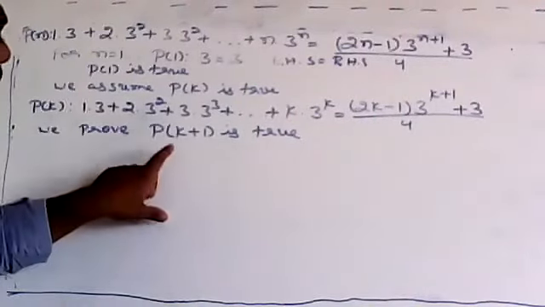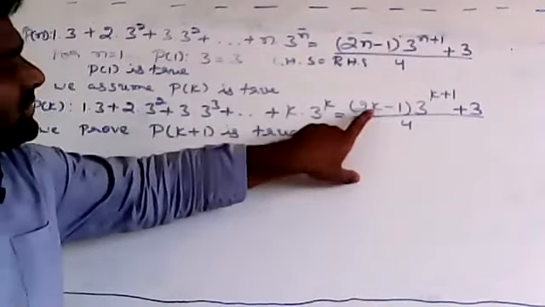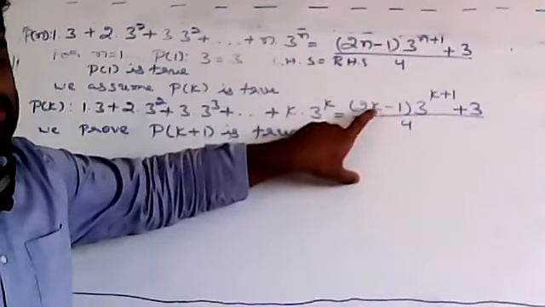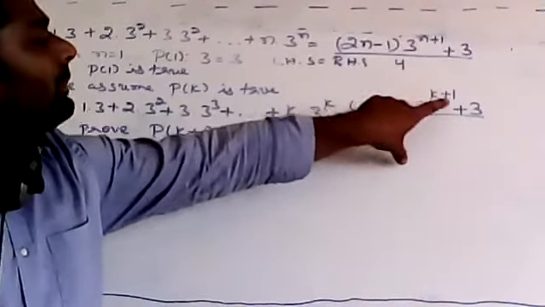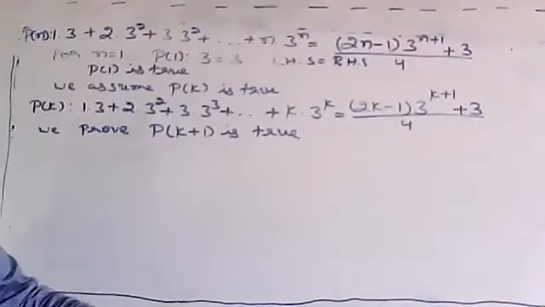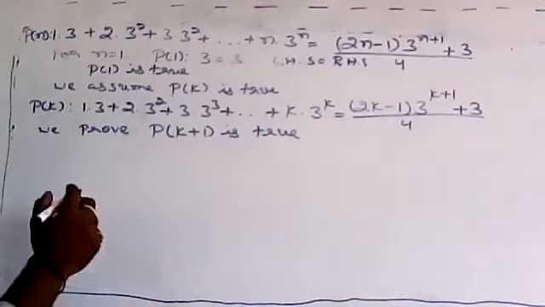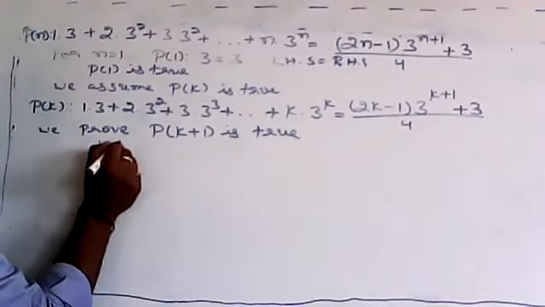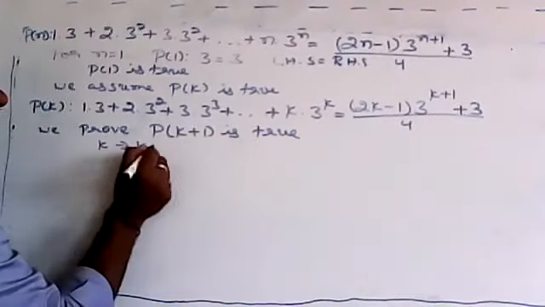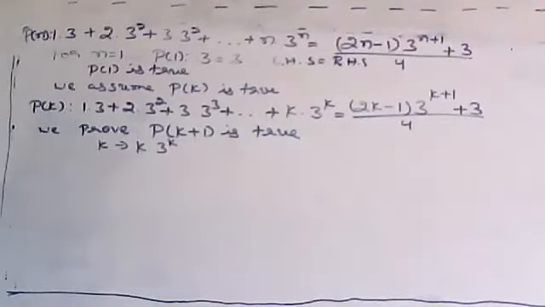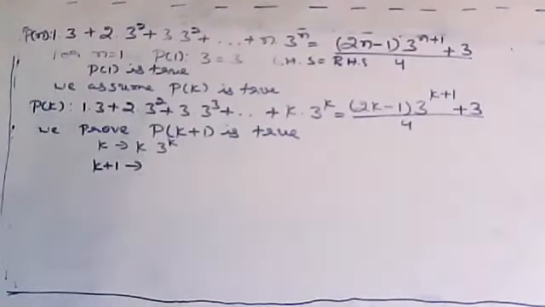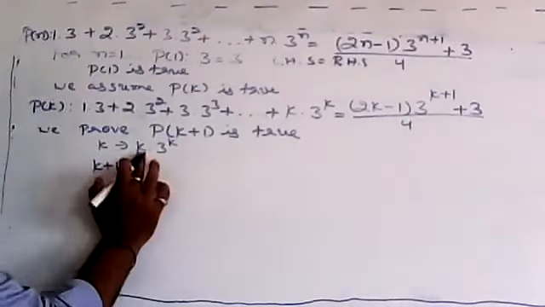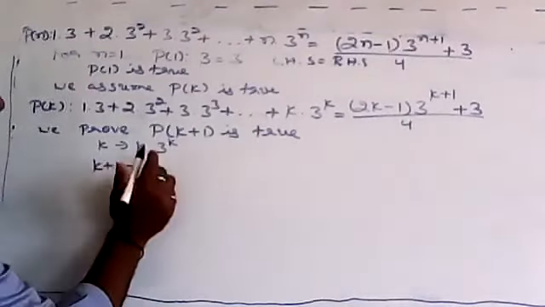So can anyone tell me what answer you get for P of k plus 1? Just replace k by k plus 1. That is 2k plus 2 minus 1, which is 2k plus 1, into 3 to the power of k plus 2, plus 3 by 4. We want this answer. Correct? So how do you get it? Just check the kth term. What is the kth term here? That is k into 3 to the power of k. Similarly, what is the k plus 1th term? Just replace k by k plus 1. So it is (k plus 1) into 3 to the power of k plus 1.